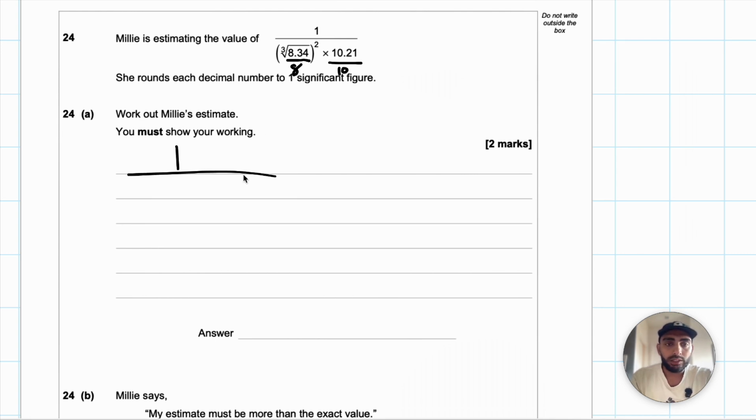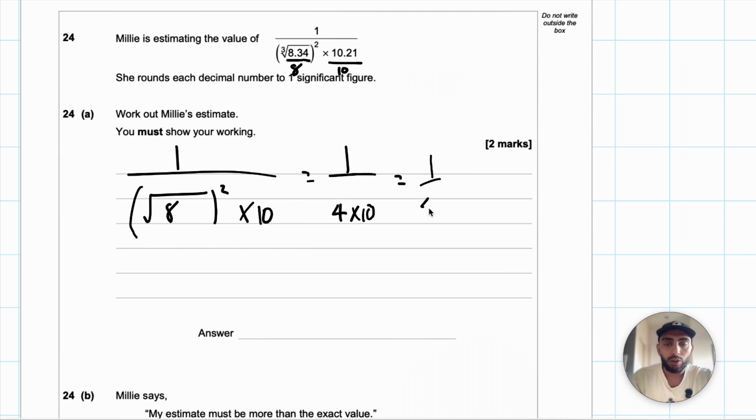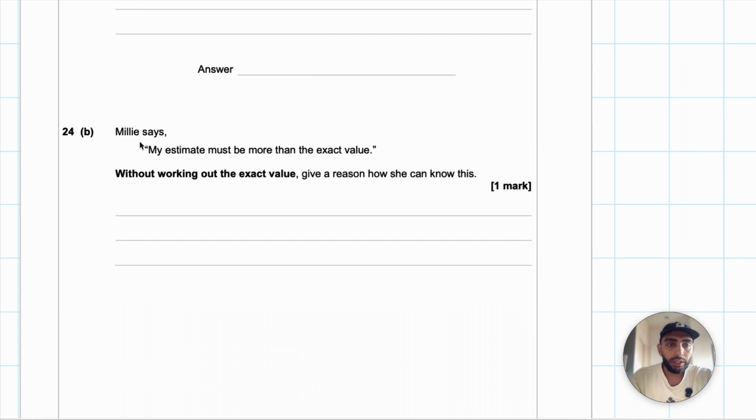We've got 1 divided by the cube root of 8, in brackets squared, multiplied by 10. The cube root of 8 is 2 and 2 squared is 4. So that's 4 times 10, which comes to 1 over 40. Part B, Millie says my estimate must be more than the exact value. Without working it out, give a reason how she can know this.